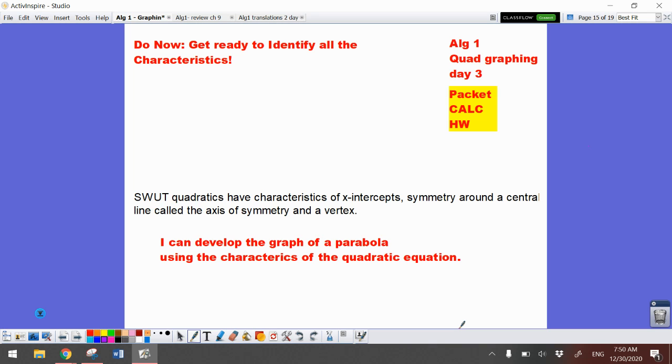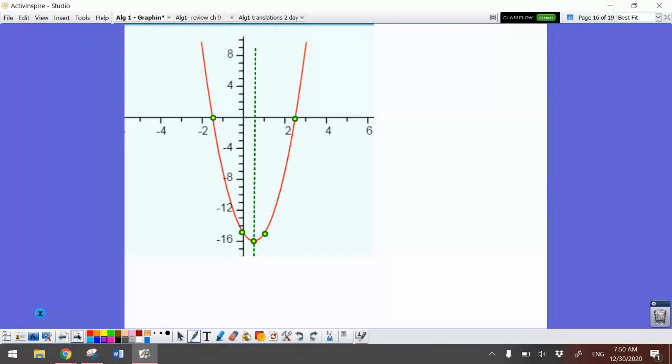Okay, so today we're going to wrap up quadratic characteristics by taking a look at some models of quadratics and figuring out what they mean, and also make sure that we can fully identify all the characteristics from a quadratic, from a parabola. So let's start with seeing if we can come up with all the terms here, all the characteristics.